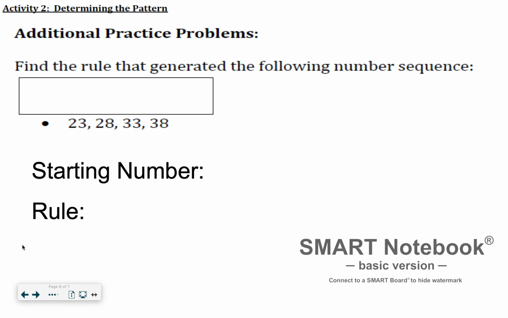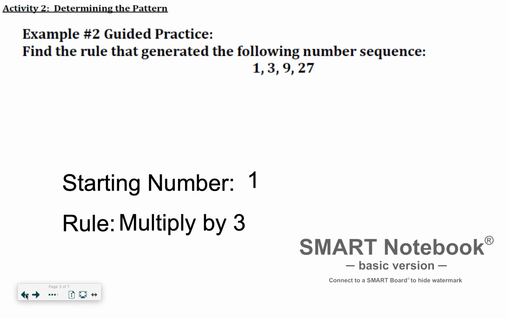Let's try this one. So right away, our starting number is 23. To get from 23 to 28, that's going up. 28 to 33 to 38, our numbers are increasing. So we're either adding or multiplying. 23 plus 5 is 28. 28 plus 5 is 33. And 33 plus 5 is 38. So the rule must be to add 5 every time. Remember, it won't always be adding or subtracting. For here, we had to multiply to reach the next number in the sequence.